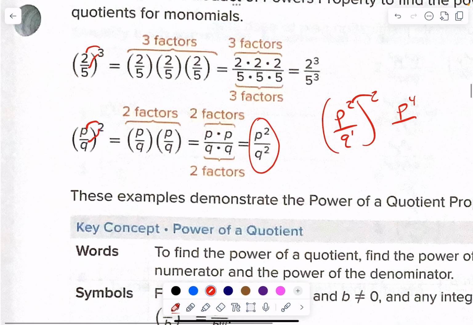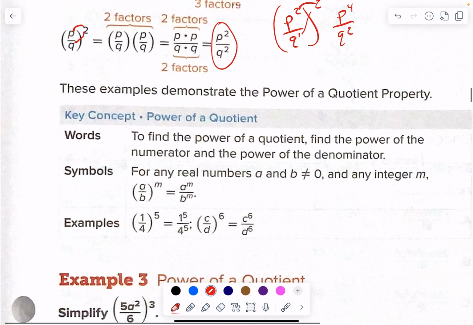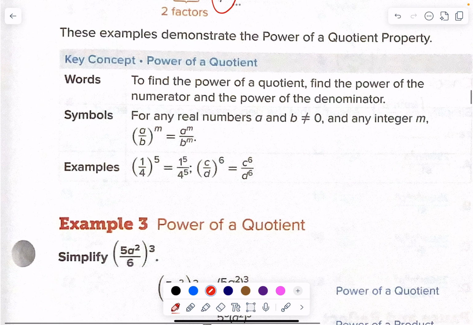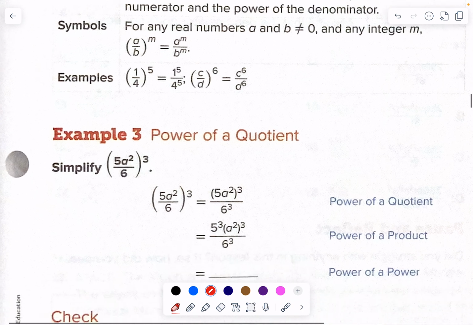This one is like a 1, so it's q squared. So again, following those same properties that we talked about with multiplication. So again, there's that property, power of a quotient. Great thing to add to your notes. Anytime you see the key concept, add that into your notes.